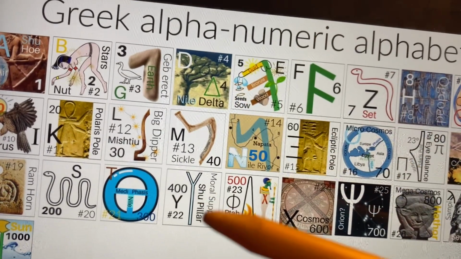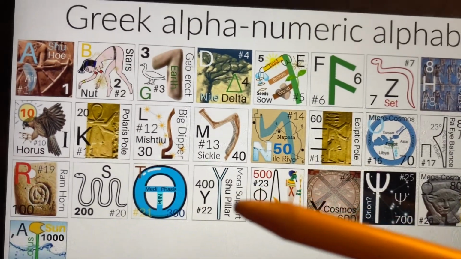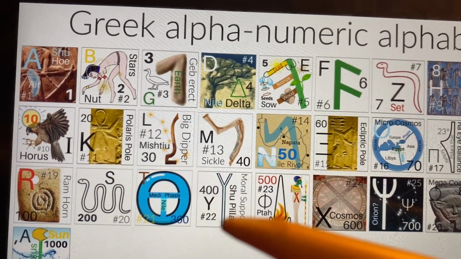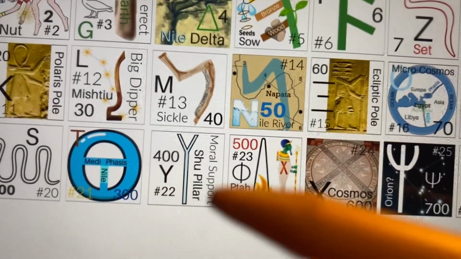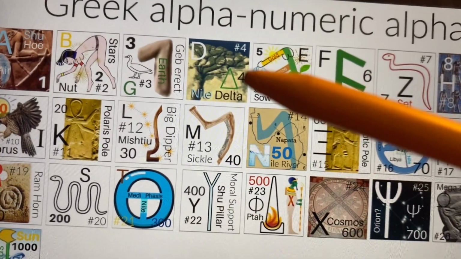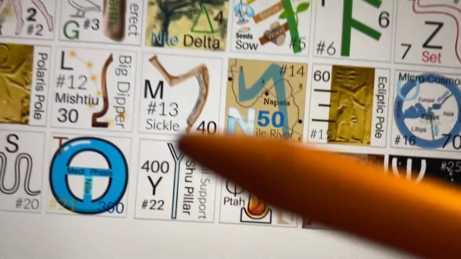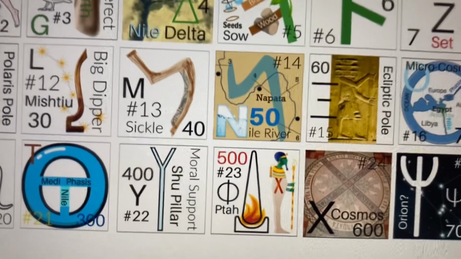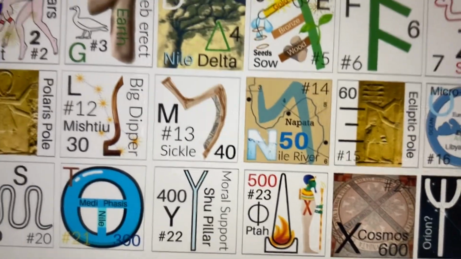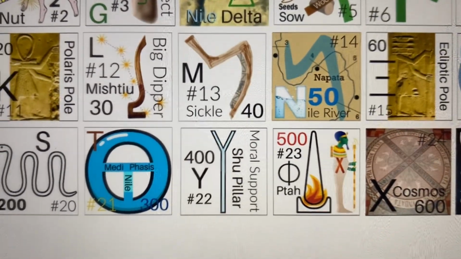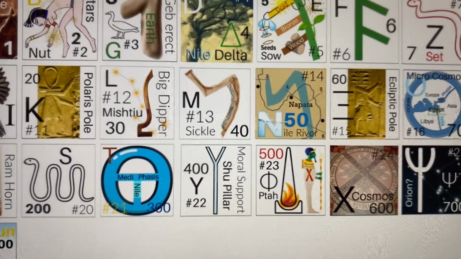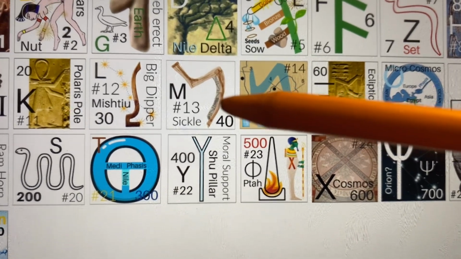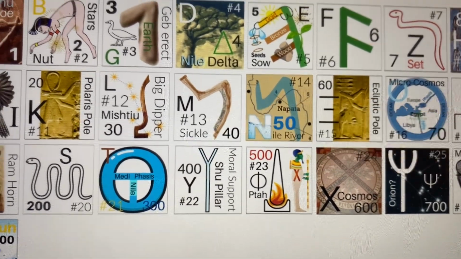The fourth column is the so-called morality column of the periodic table. Letter 4 is the delta. Letter 22 is the shu moral support pillar. So we have value 4, 40, and 400, and the value of 400 plus 40 is the base of Khufu pyramid. So Egyptian civilization was built on the foundation of the morality of the sickle, which is the tool used to cut crops, meaning that food will be on the table for the next year.